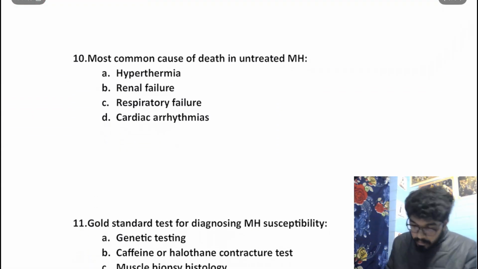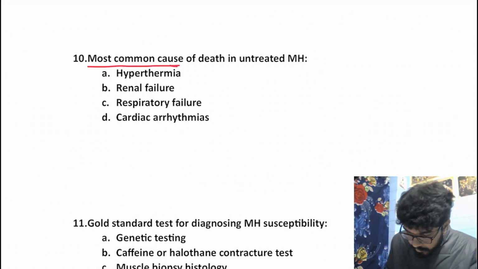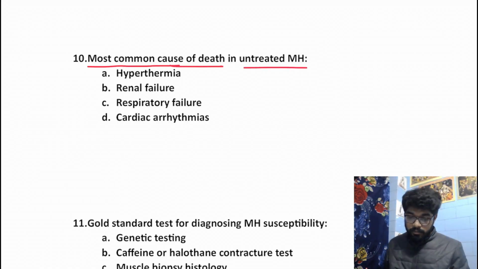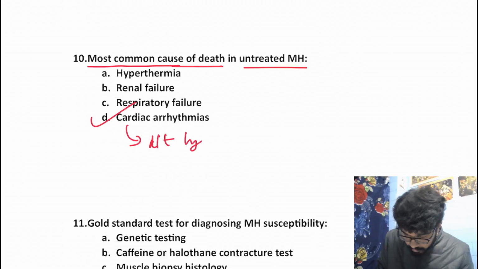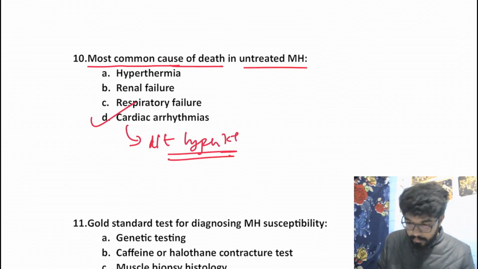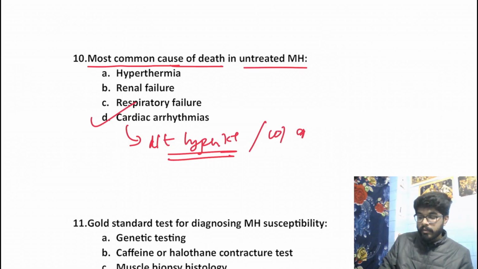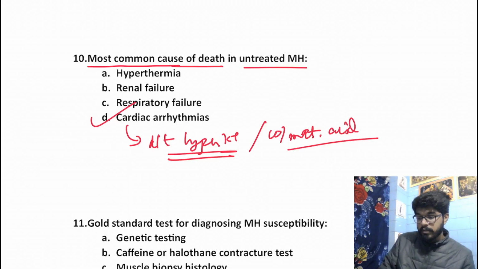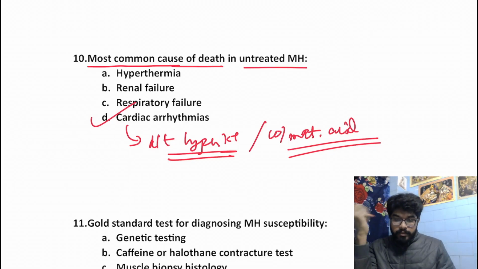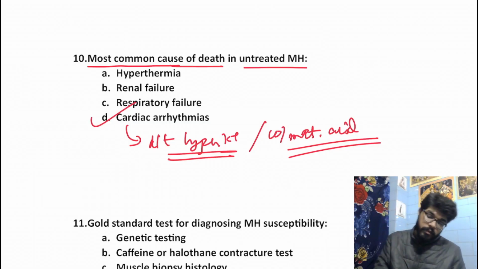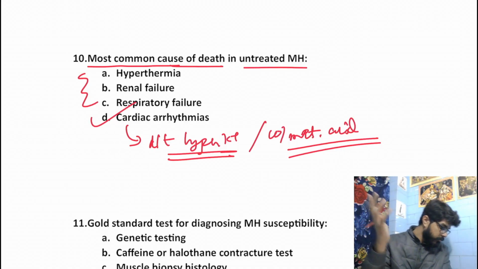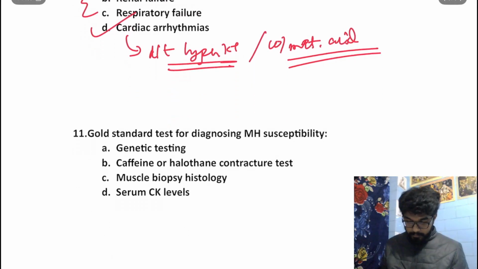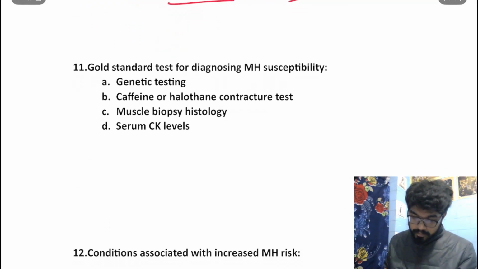next question. The most common cause of death in untreated malignant hyperthermia. It is without doubt cardiac arrhythmias, and these cardiac arrhythmias are due to hyperkalemia, right? And even metabolic acidosis can add up to it, right? Hyperkalemia causes it, and metabolic acidosis can add to the damage, right? Okay, so cardiac arrhythmia is the most common cause of death. Although we can get these three causes, the most common cause is cardiac arrhythmia. Right? Moving on to the next question.